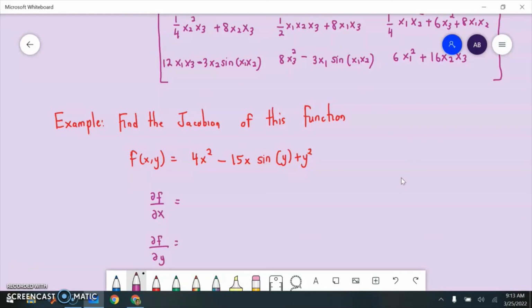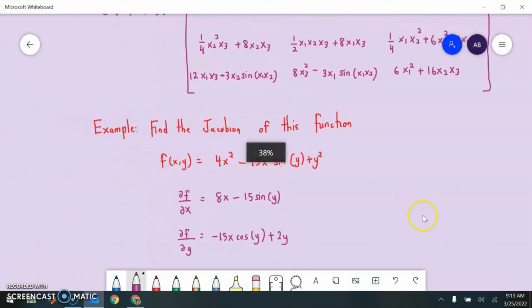Okay, so let's do this. To find the derivative with respect to x, I have 8x minus x over here, 15 sine y plus, okay, so I have 15 sine y, and then there is no more x here. So this is my first function with respect to x. Now the second function with respect to y, I don't have it here, but I have it here. Sine y will give me cos y, negative 15x cos y. And then y squared gives me 2y.